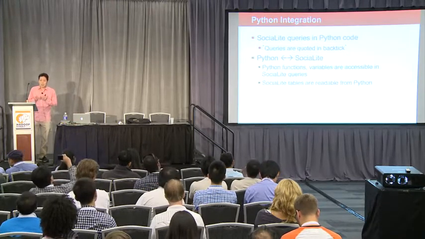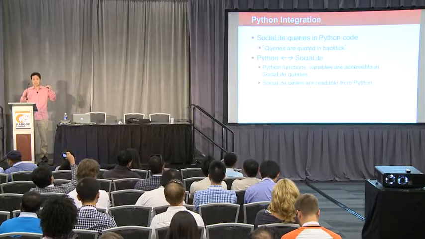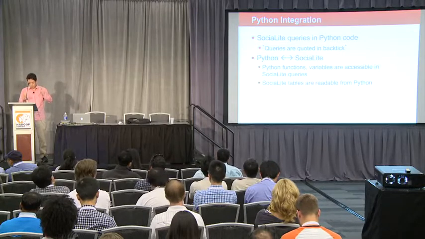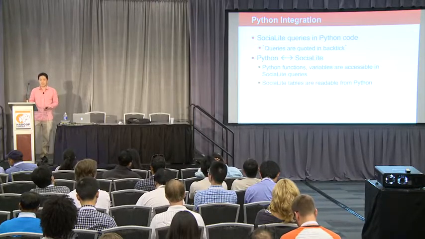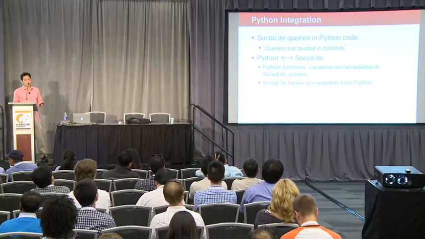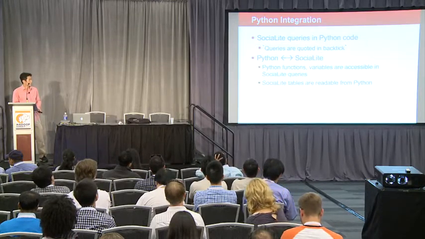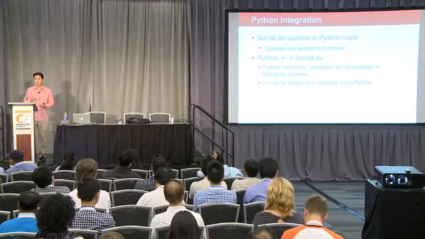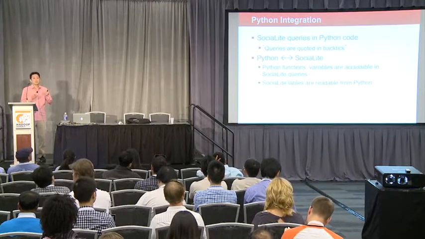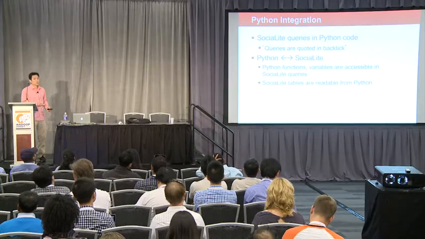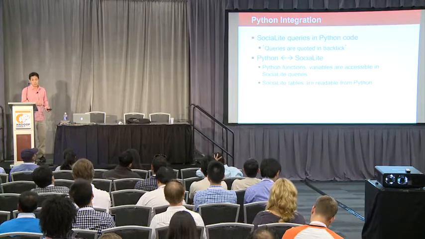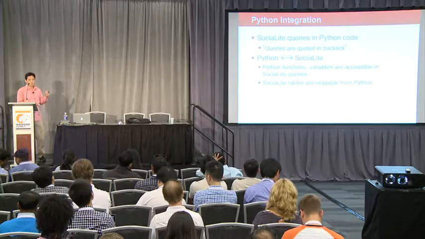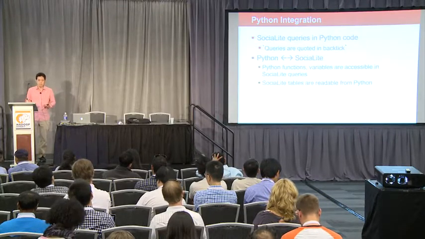We have a Python integration, meaning that you can intermix Python code and SociaLite variables and SociaLite queries, as long as SociaLite queries are inside this backtick. For this, we have extended the Python interpreter to pre-process these queries inside the backtick. We support full interoperation between Python and SociaLite. From SociaLite queries, you can access Python functions and variables, and also from Python code, you can access SociaLite tables and the tuples inside the tables.